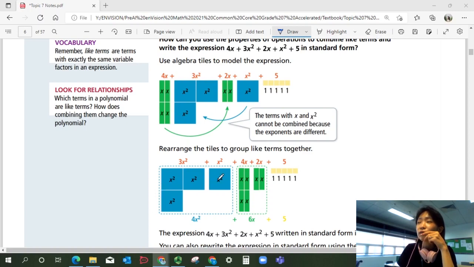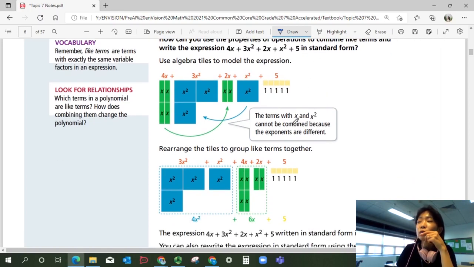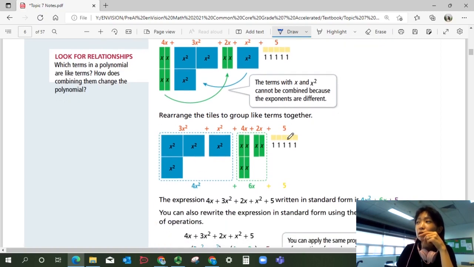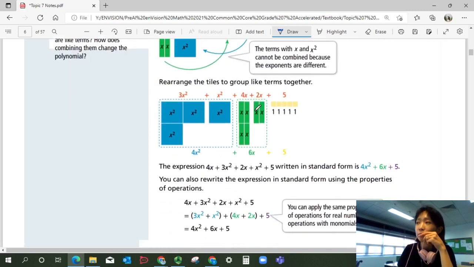So altogether, you have 4 blue tiles, which would be represented as x squared, so 4x squared. And then altogether 6 green, so 6x, and then plus 5. That would be your simplified polynomial. And then you will write them in order of degree. So the standard form would be 4x squared plus 6x plus 5. So if you have like terms, you have to combine them and simplify in order to write them in standard form. Okay.